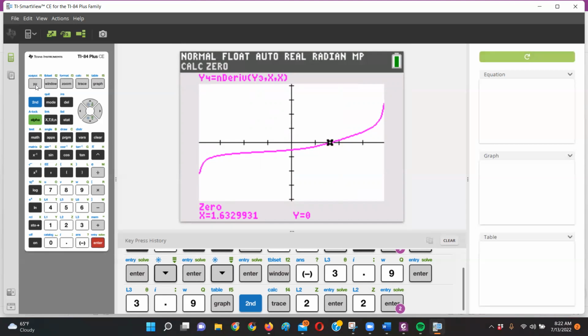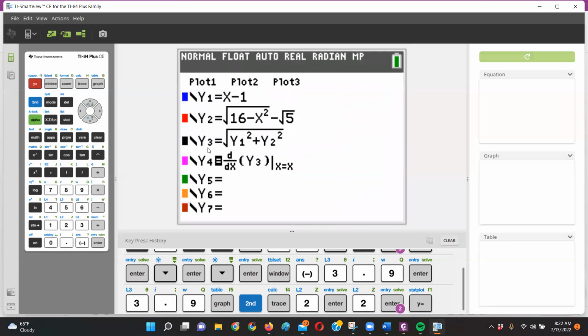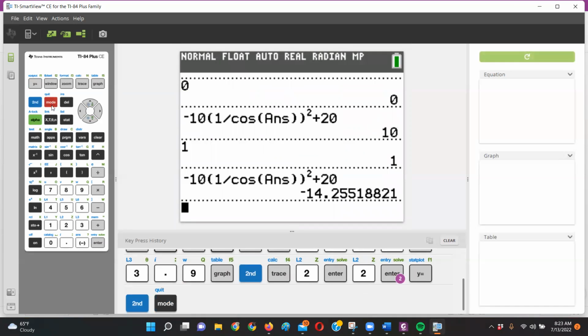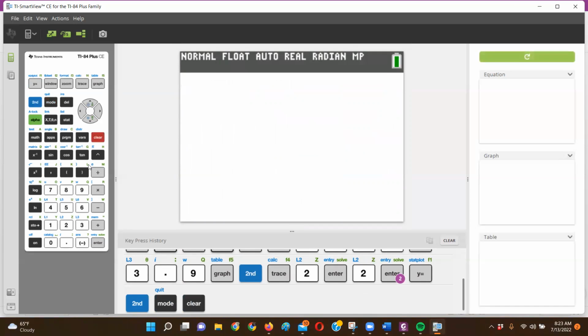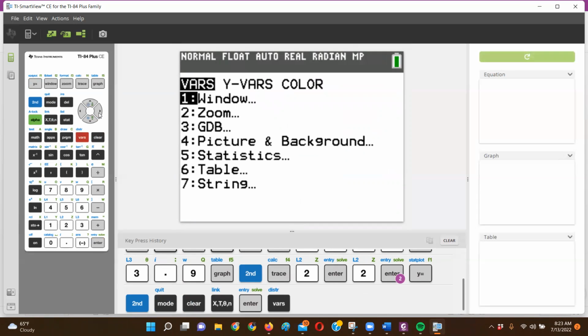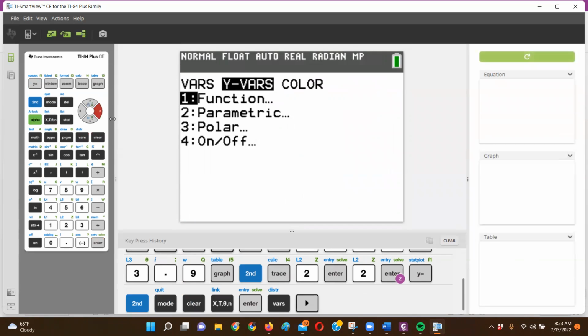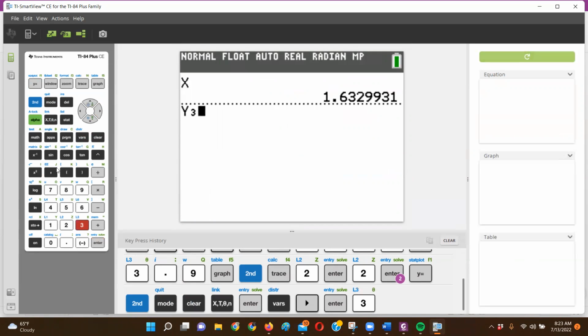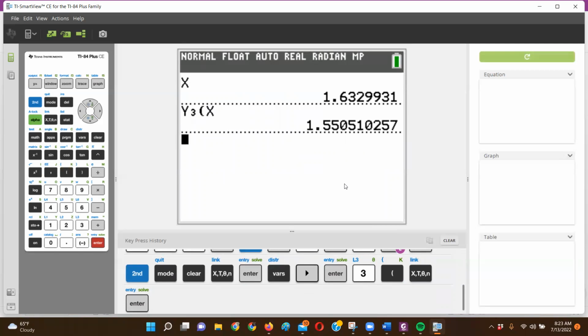Now let me come back to y equals. The distance formula is in y3. The last calculated answer is in x. See, if I type the variable x with the calculator, it recalls that last calculated answer. So I'm going to use it to find the actual distance. I'm going to go to functions, and the distance formula is in 3. You could type in the number, but since x has got the number, that's the actual distance.